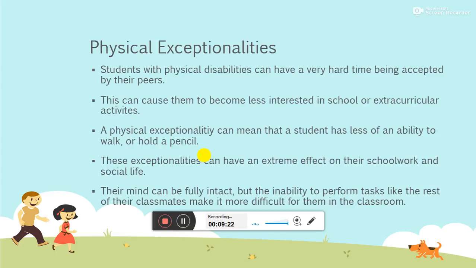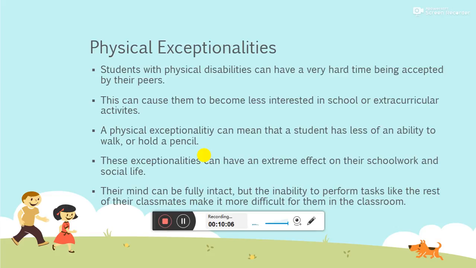Now, the last one I'm going to talk about is physical exceptionalities. This can be a student who's in a wheelchair, or maybe doesn't have a hand, or just has different physical attributes that don't affect their mind or their ability to learn from their brain, but maybe students don't accept them as well as they accept other students, which can cause some social issues and social anxiety, which in turn will affect their ability to learn in the classroom. So it's important to make sure that these students are accepted within their peers and are comfortable in the classroom learning alongside their classmates.